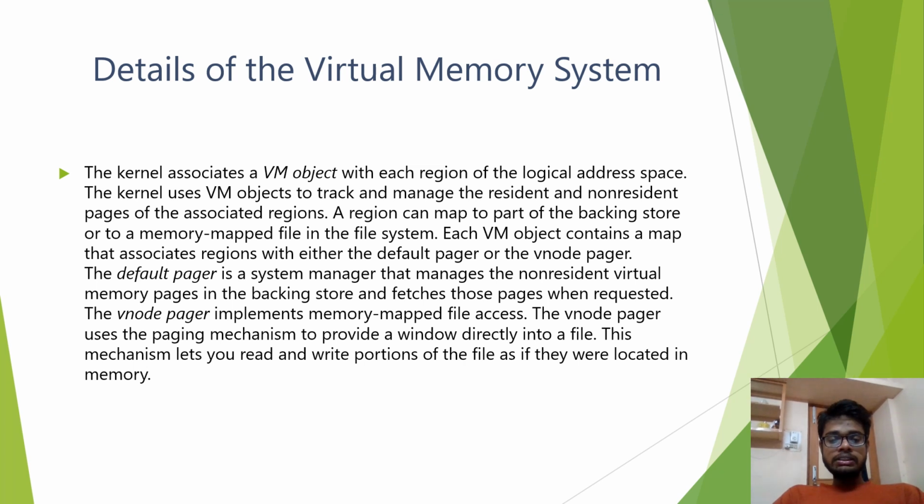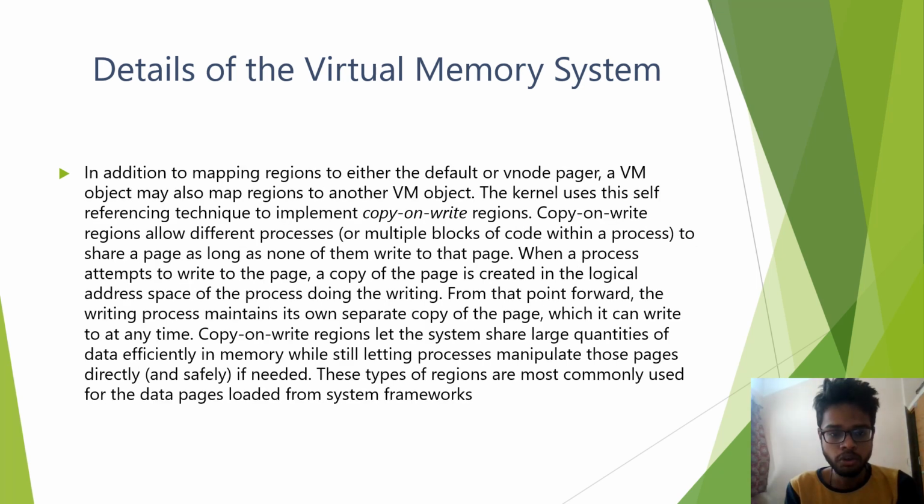The vnode pager implements memory mapped file access. The vnode pager uses the paging mechanism to provide a window directly into the file, and this mechanism lets us read and write portions of the file as if they are located in memory. So in addition to mapping regions to either the default or the vnode pager, a virtual memory object may also map the regions to another virtual memory object. The kernel uses this self-referencing technique to implement copy on write regions.